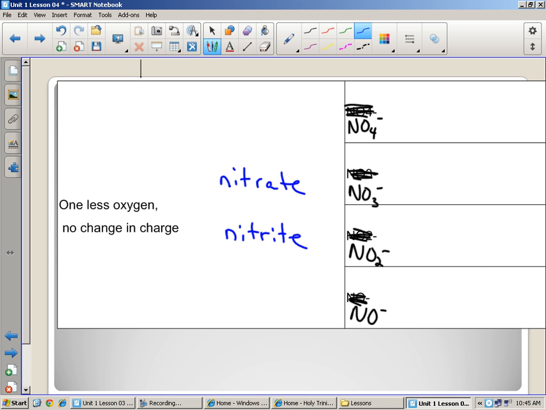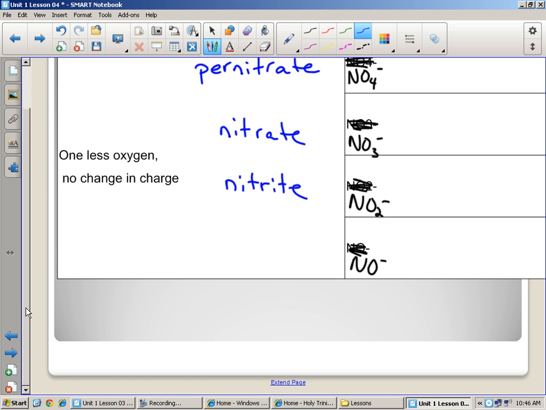Well, I can tell you, if this is nitrate, and one extra oxygen, therefore, would be per nitrate. Anybody do this last year or no? No? Okay, that's good. See, you're learning something new. So that would always be per nitrate. So one extra oxygen: if nitrate's NO3, if it's NO4, that's per nitrate. Got to put a per in front of it.